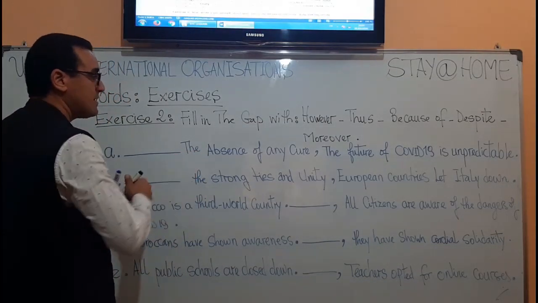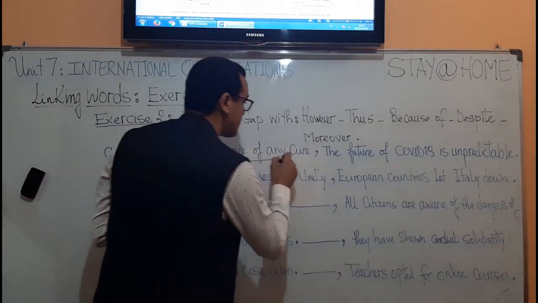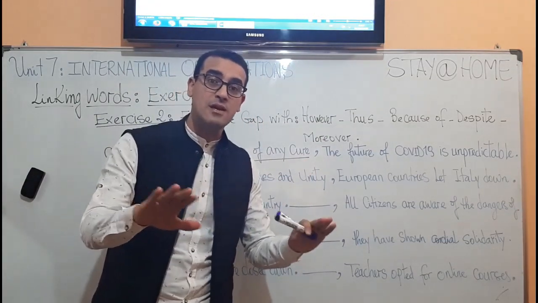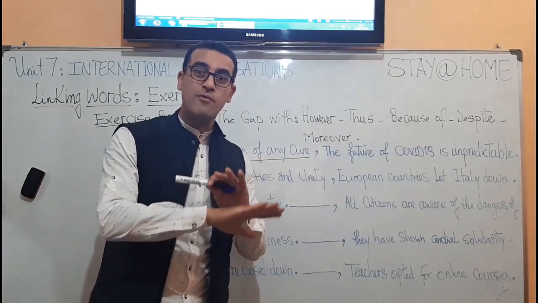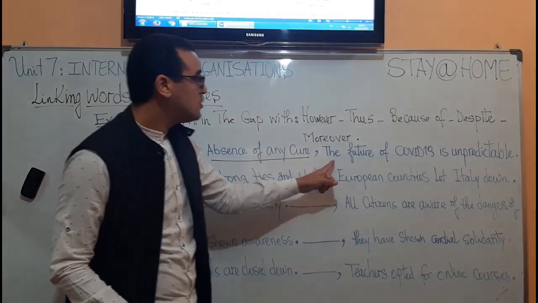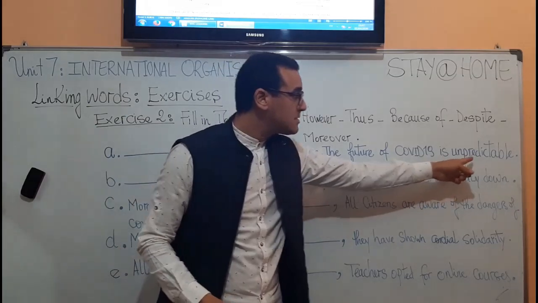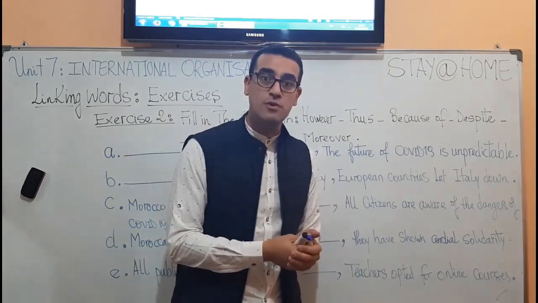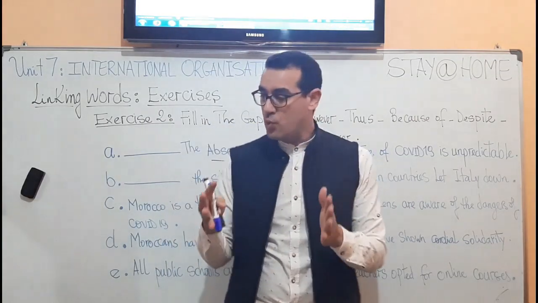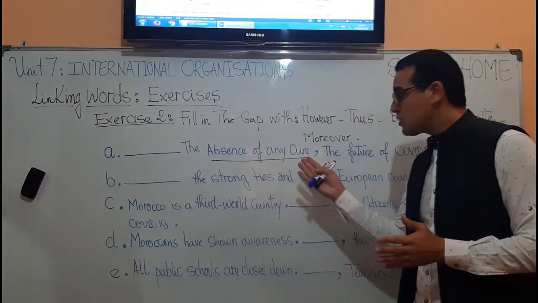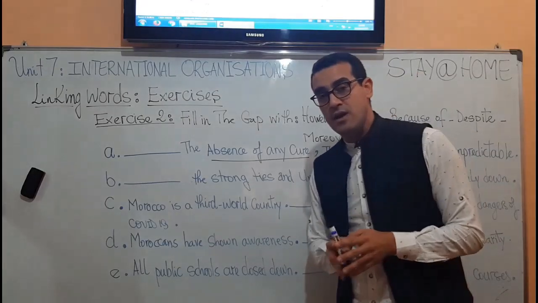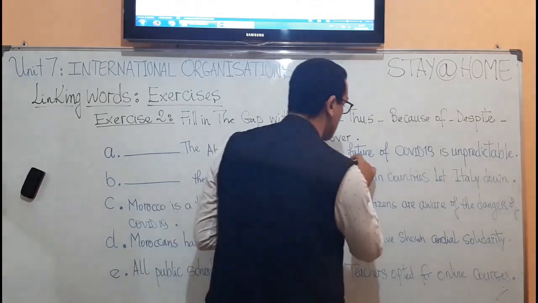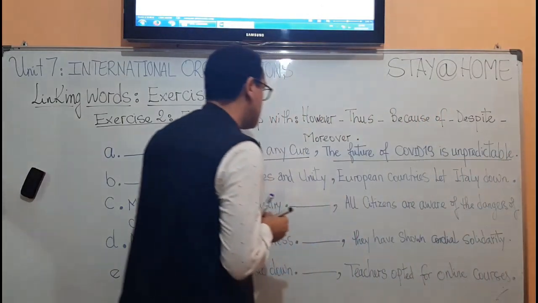So as you can see here, we have the absence of any cure. There is no treatment, no remedy, no cure, no vaccine. The future of COVID-19 is unpredictable. We don't know what's going to happen in the future, especially with the fact that there is no cure and no treatment for COVID-19. So the future of COVID-19 is unpredictable.